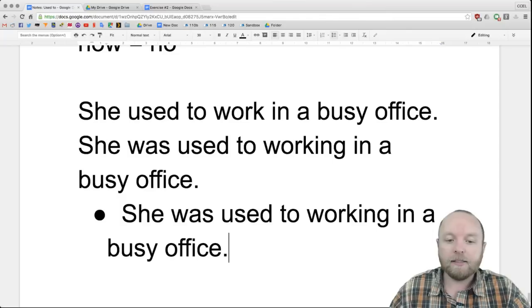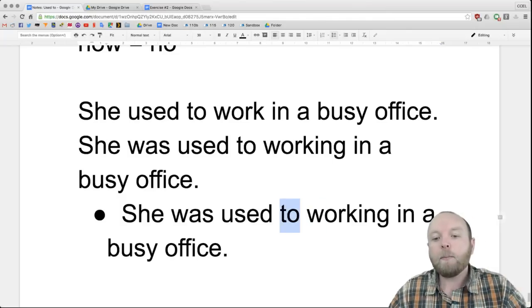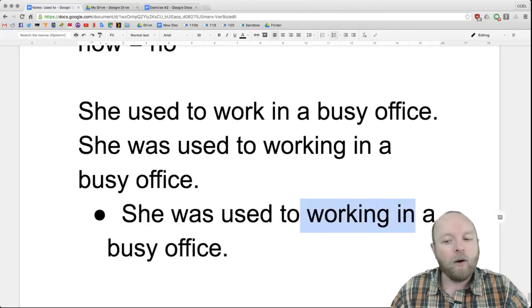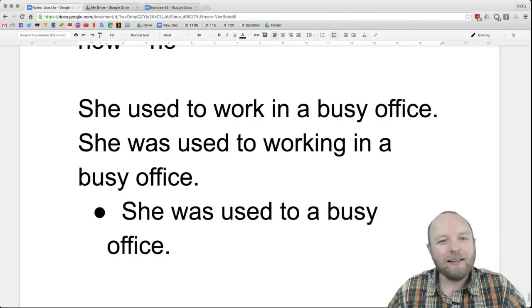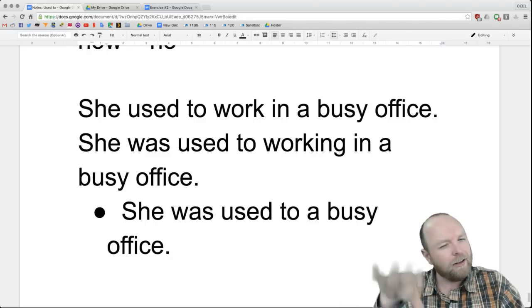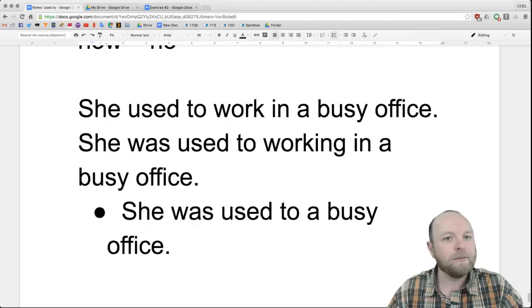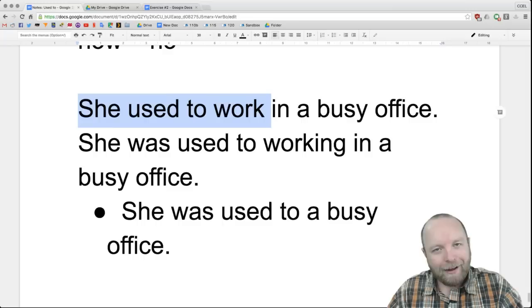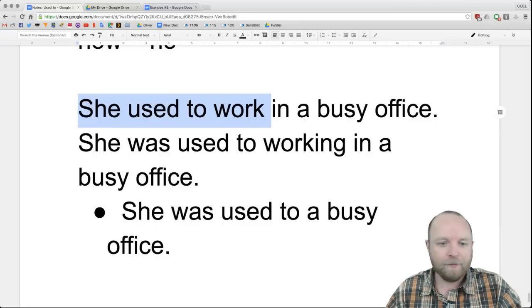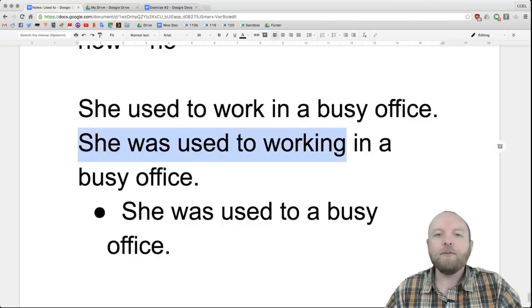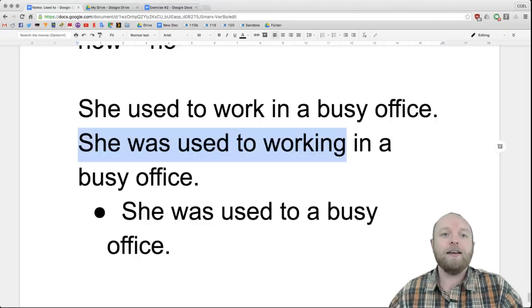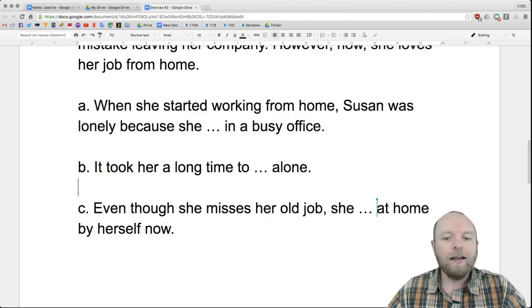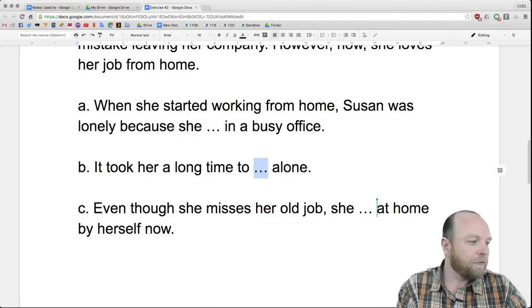Also, we could just say this. She was used to, and this is a preposition, so we can just use a noun. She was used to a busy office. Does that make sense, guys? I didn't think about this, but I saw somebody's answers, and yeah, both are possible here. This means in the past she worked in a busy office, but now she doesn't. This means this was comfortable for her. This was easy for her. This was her habit. This was normal for her.